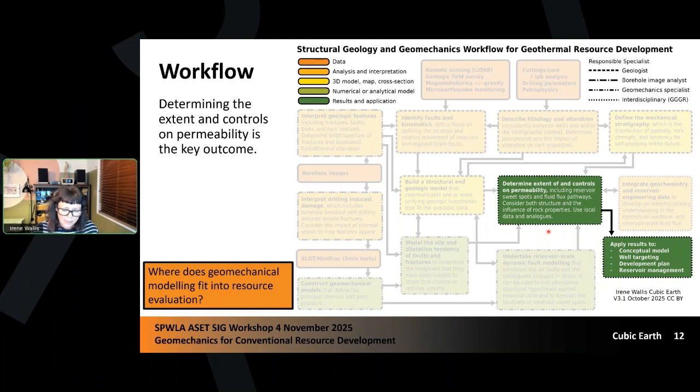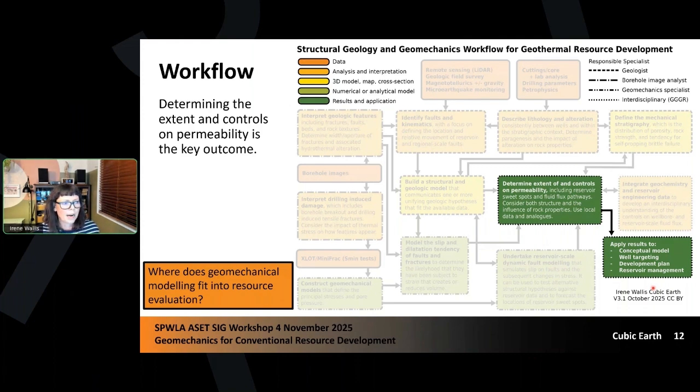And inside that, we're having to consider both the structure and the influence of rock properties on that extent of permeability. And we take these results and we apply them to something that we call the conceptual model. It's a key tool in geothermal that is a systematic description of the resource and all the different technical elements of the subsurface. We use it for well targeting, development plans, as well as reservoir management.